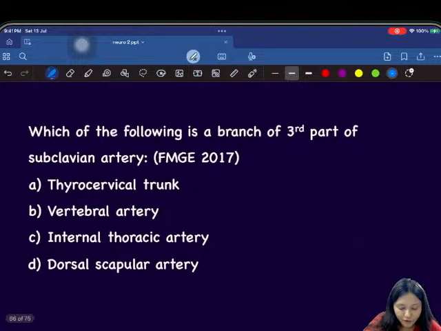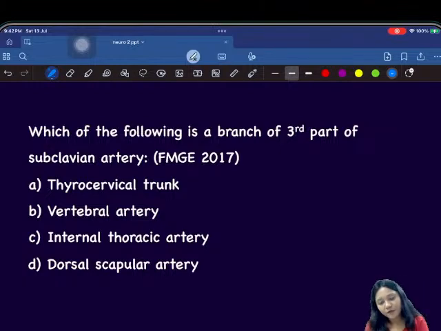Now, which of the following is a branch of the third part of the subclavian artery? Thyrocervical, vertebral, internal thoracic, or dorsal scapular. I want an answer in the chat. Just now we have studied that. They have repeated it in two sessions. In the first session they asked about the vertebral artery, which part it comes from. In the evening session they asked what comes from the third part. So you will get the same question repeated. I want the answer here: which of the following comes from the third part?